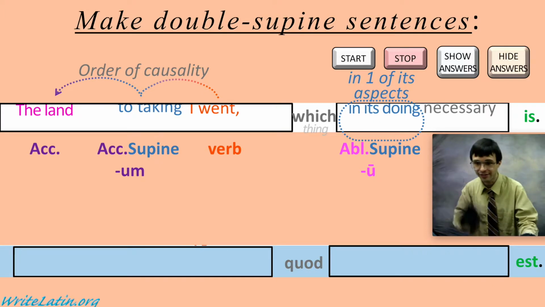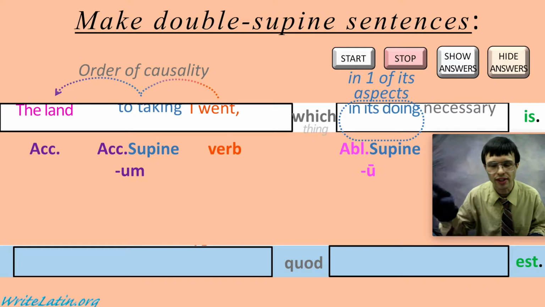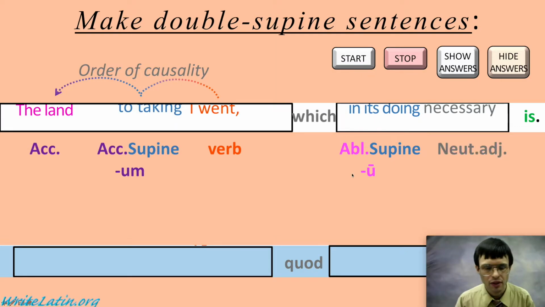It's not necessary to see it. It's not necessary to remember it. No, it's necessary to do it. It is necessary to do it. To do what? That I should go to take the land. That. Okay. All right, so that's the way you think of it in English.